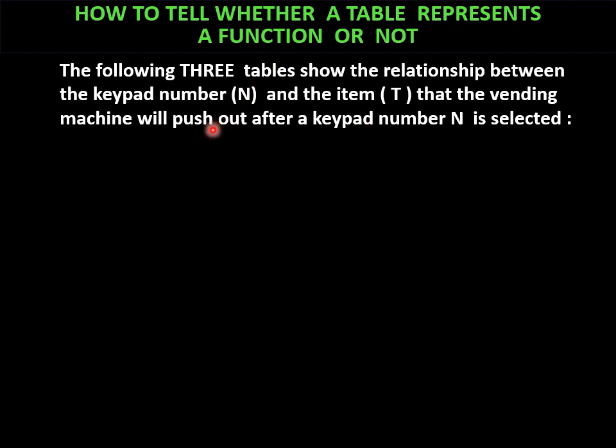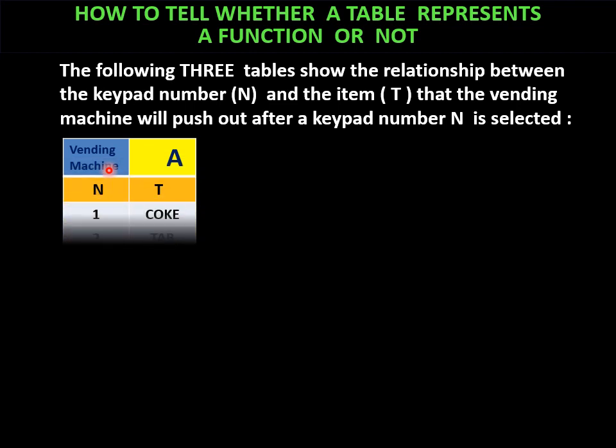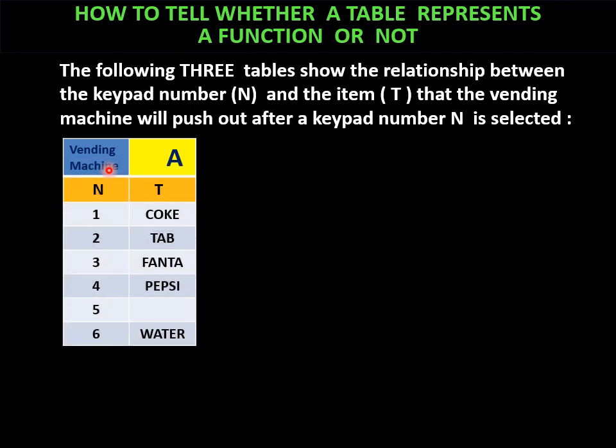We're going to look at a table, 3 tables actually, to show you how you can determine from the table whether that table represents a function or not. And to do this, I'm going to take a vending machine to illustrate that. Let's say we have vending machine number A. Here we have the input, which is the number that you input, and this is what you get out. So in other words, if I press 1 on the keypad after I've paid, obviously, then I'll get a Coke out. If I select 3, then I'll get a Fanta, right?